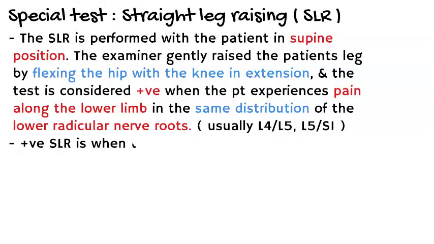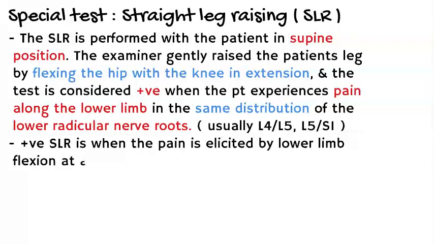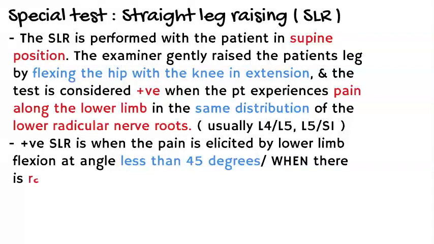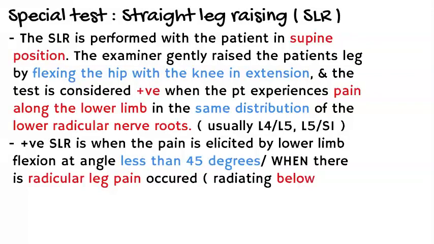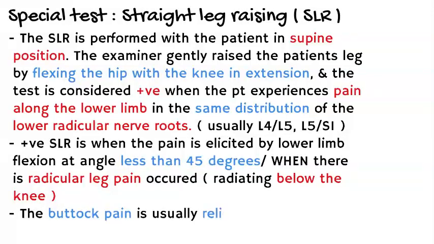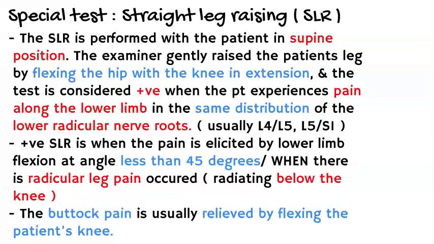The positive SLR is when the pain is elicited by lower limb flexion at an angle less than 45 degrees, or when there is radicular leg pain radiating below the knee. The buttock pain is usually relieved by flexing the patient's knee.